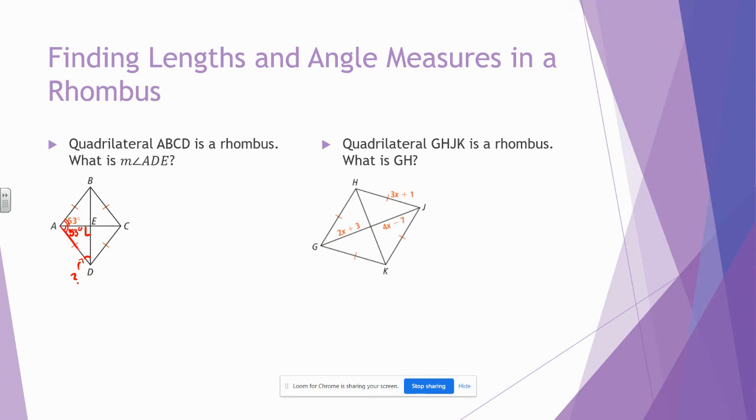If we look at this triangle, we now have two angles of a triangle, and we're looking for the third one. We just have to set them all equal to 180. So 180 is equal to 53 plus 90 plus the measure of angle ADE. If we do some math here, this gives us 37 is equal to the measure of angle ADE.